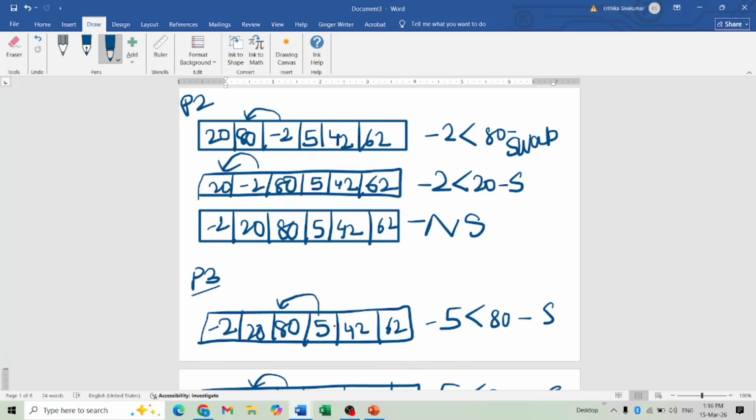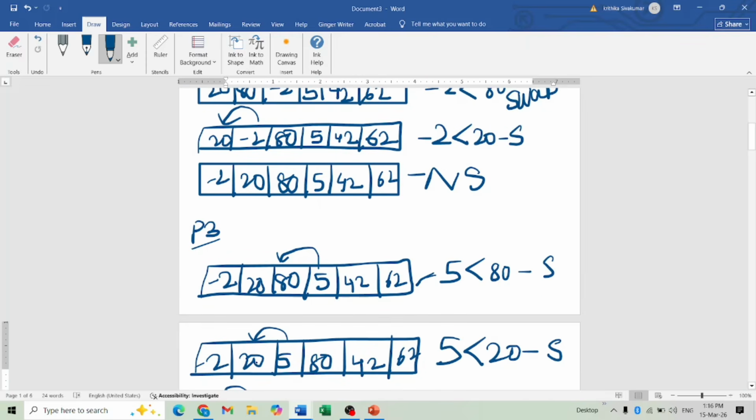In pass 3 you start with the fourth element. 5 to 80 you have to compare. 5 is less than 80. It is not minus, okay? 5 is less than 80, yes, it is true. Then you have to do the swapping. Swapping is done. Now minus 2, 20, then 5, 80, 42, 62. Now 5 you have to compare with what? 20. So 5 is less than 20. Yes, it is true. Then swapping.